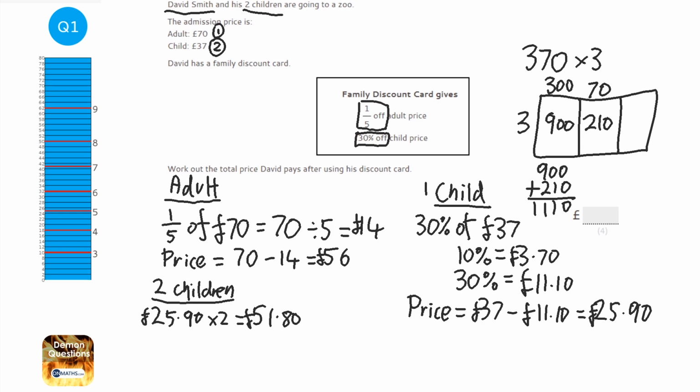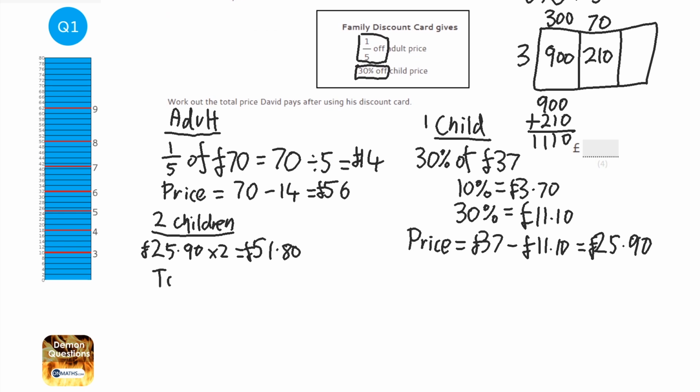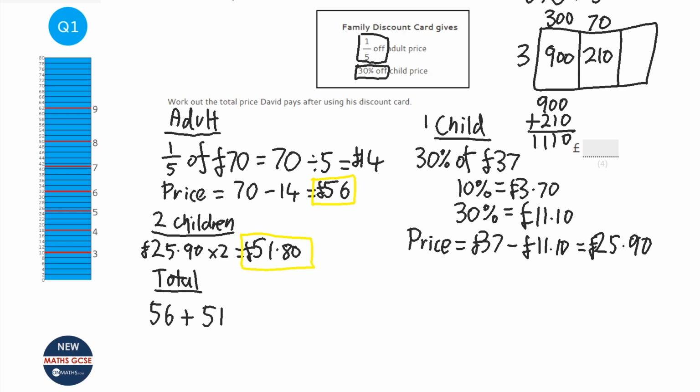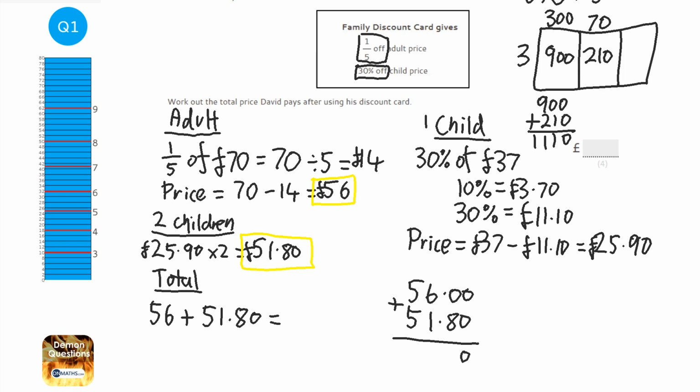Okay, I'll move down a bit and let's do the total. So the total is going to be the adult price, which is this one here, plus the two children price, which is that one there. So I want to do 56 plus £51.80. And again, if you've got a calculator, you can just type it in, but let's do the column method, £1.80, and then people like putting the zeros in. So that's going to be 0, 8, 7, 10. So that's going to be £107.80. So it's £107.80. Finished.